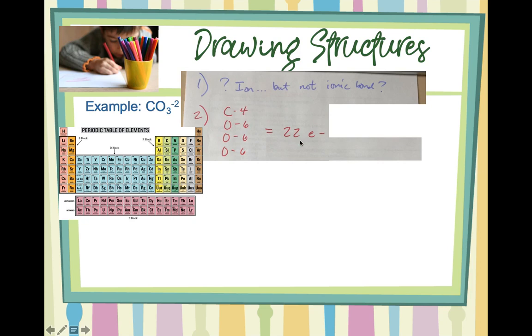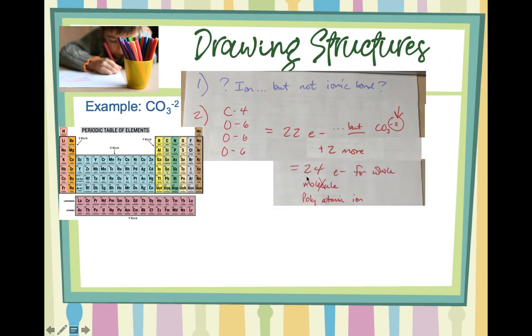But remember, it's not just that, right? There's also this -2 charge. And remember, a -2 means you are more negative than normal, which means you have more electrons than normal. So it's the 22 electrons plus 2 more. So really, you have 24 electrons for this whole molecule. But instead of calling it molecule, we're going to call it a polyatomic ion to remind ourselves at the end.